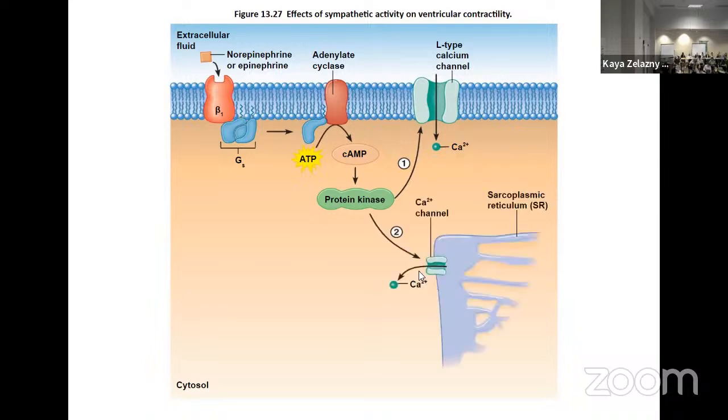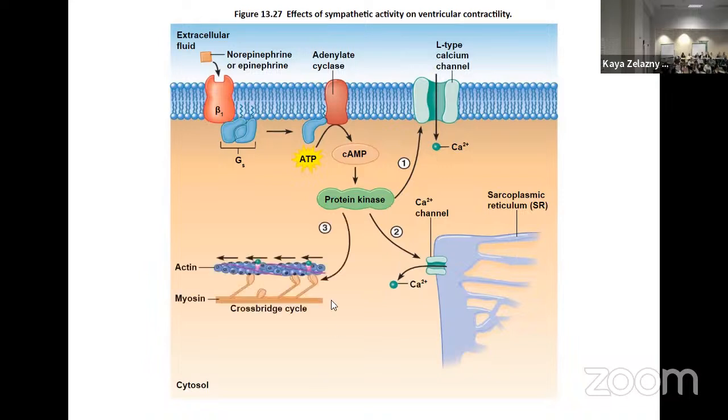And the other thing that's happening is that we're getting calcium into the cell from the sarcoplasmic reticulum, which is basically a storage location for calcium, at least that's how we think of it in terms of what it's doing for a muscle cell. So both of these ways, we've got more calcium in the cytoplasm. Great, we can do cross-bridge cycling.